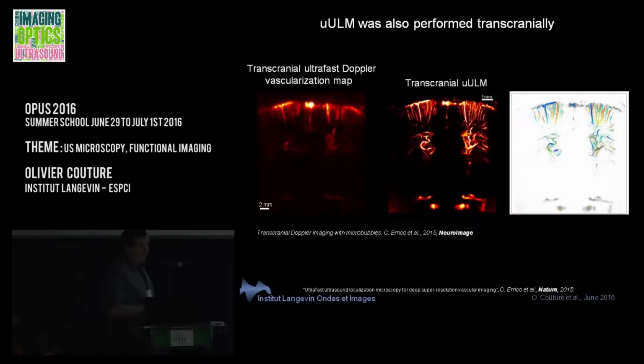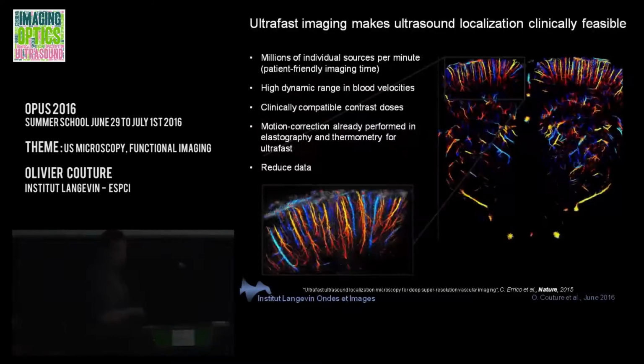So, just to give you a little summary, by taking long stacks of ultrafast images, we're able to extract the bubbles from the images and find the centroid and find where they were going in the images, and to reconstruct these kind of images over the whole brain. The advantage of this is that it goes beyond the diffraction limit of ultrasound, and at a depth that covers the whole brain of the rat, in this case about 12 millimeter.